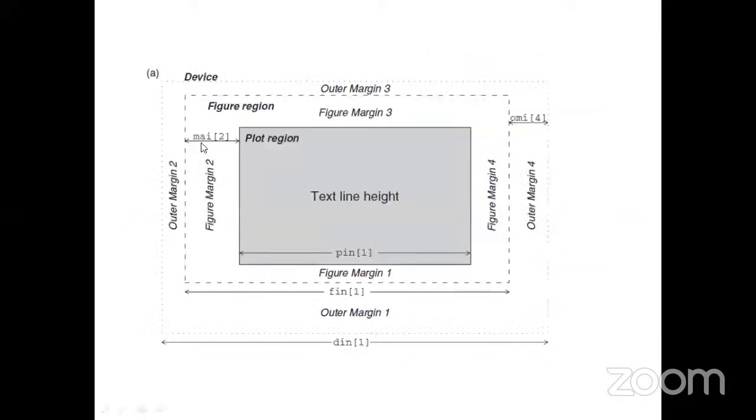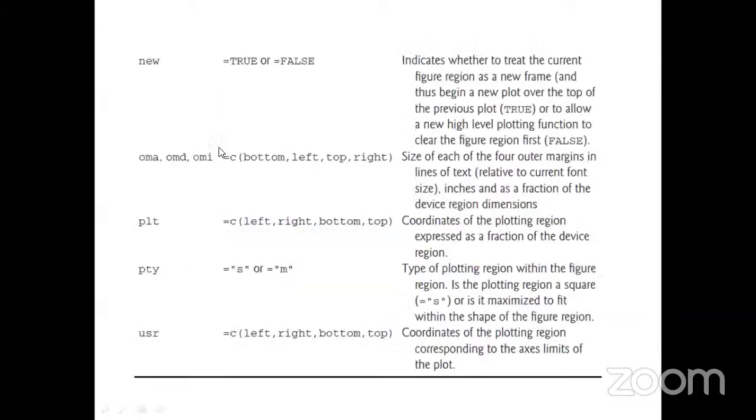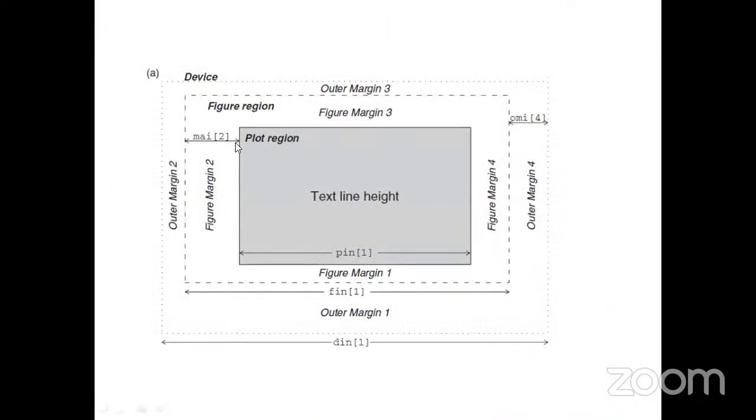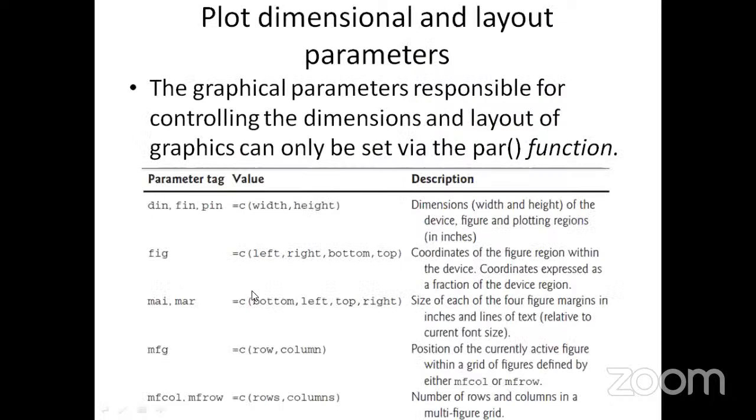Now see here what MAI is. MAI is the size of the 4 margins in inches and lines of text. So you have MAI here, then you have FIN here. What is the FIN here? Outer margin. It is the parameter where you have to define the width and the height.